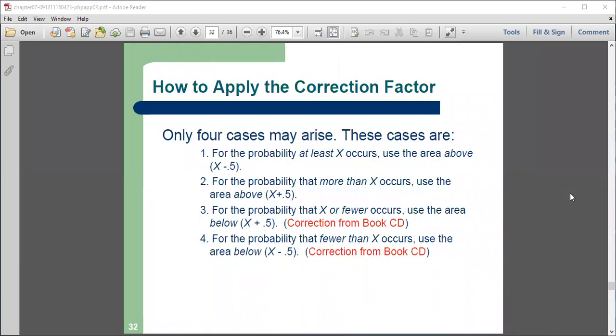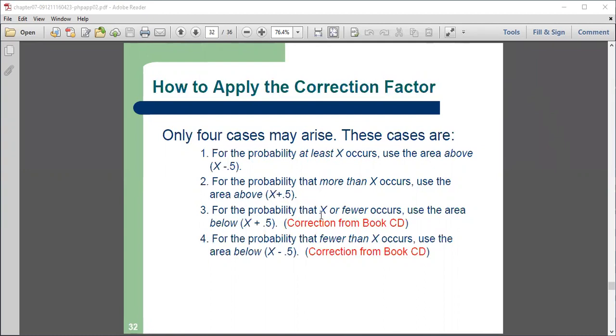These are the only 4 cases that may arise when we do the approximation in the case of binomial. For the probability that at least x occurs, use the area above x. In this case, we will subtract 0.5 from x. In the next case, for the probability that more than x occurs, we will use the area above, or we will add the continuity factor to the x value.